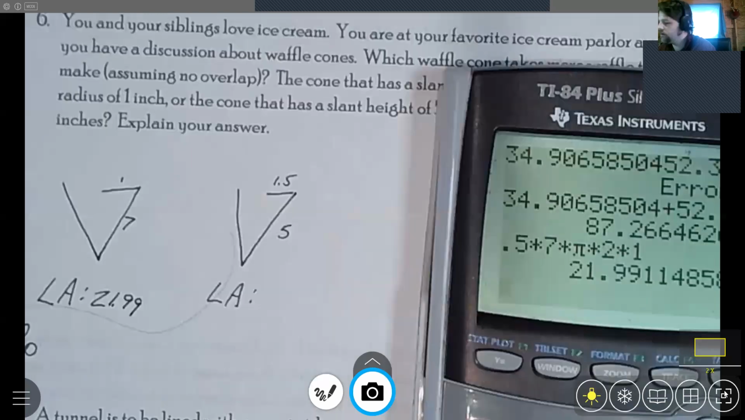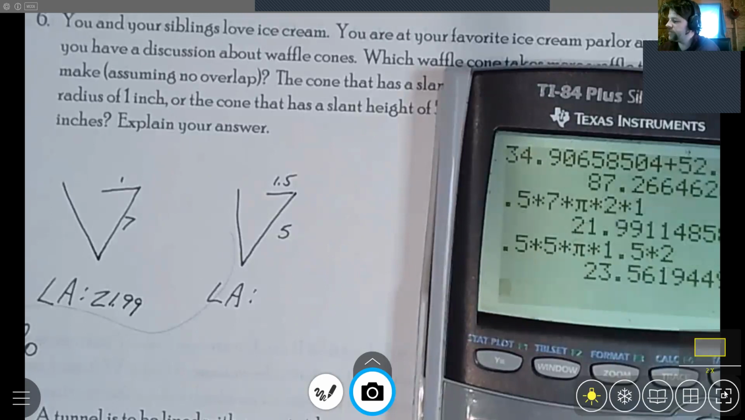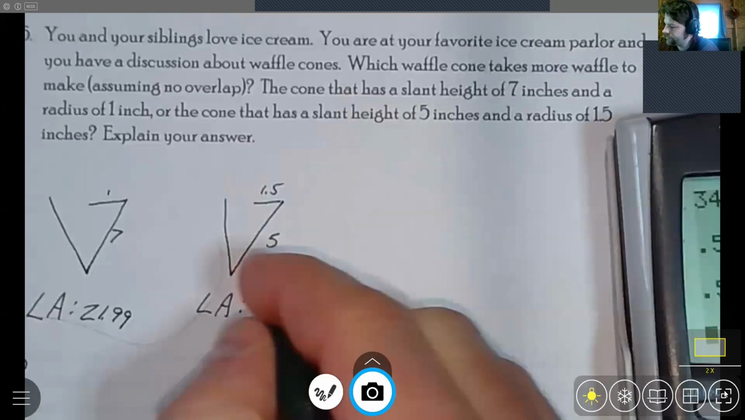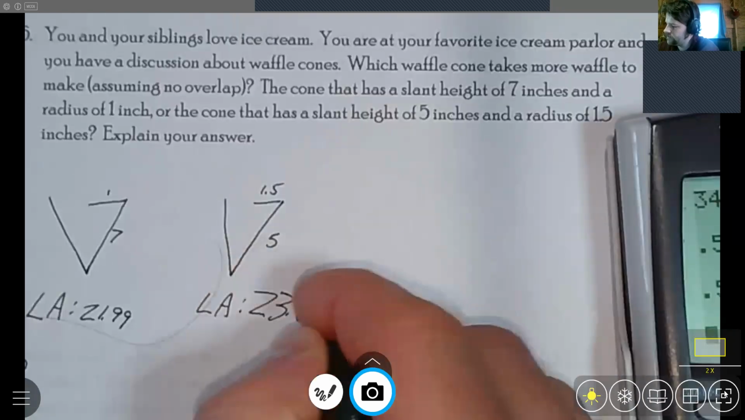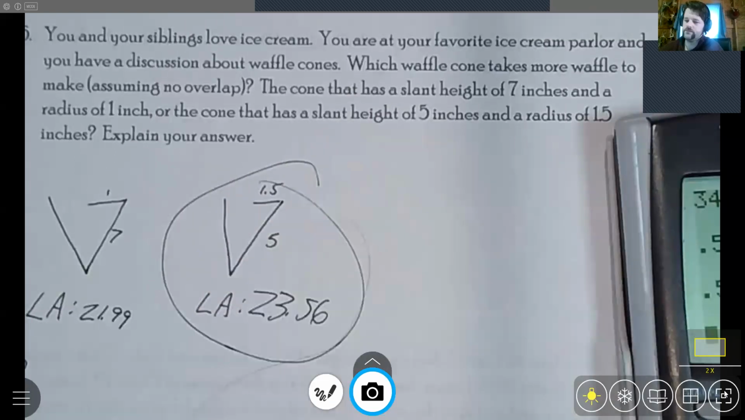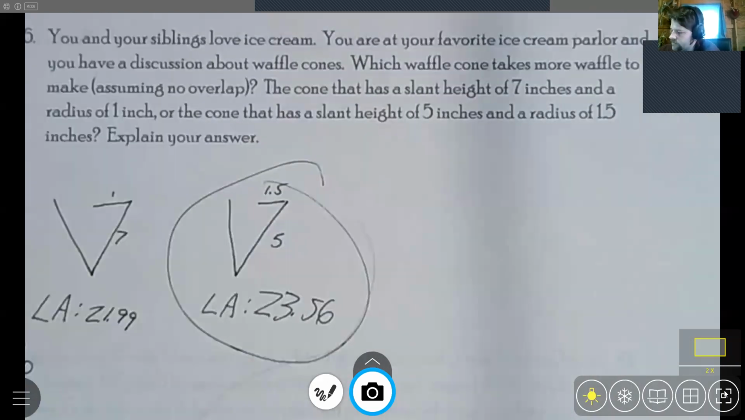And then for the second cone, 0.5 times 5 times pi times 1.5 times 2, 23.56. So this one uses more waffle.